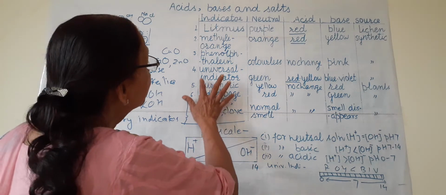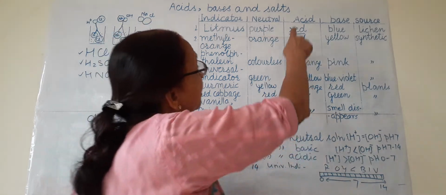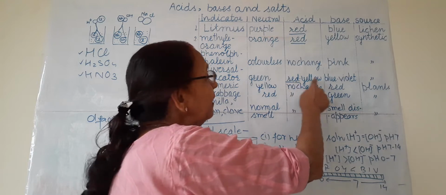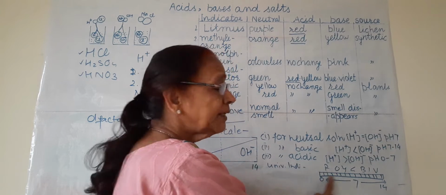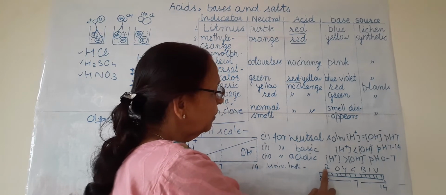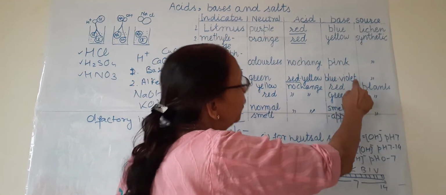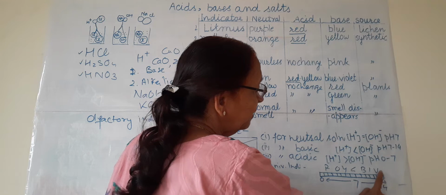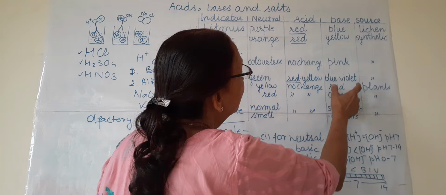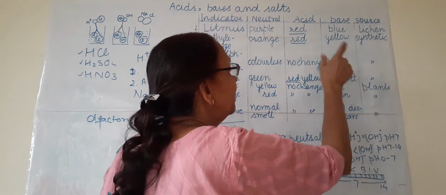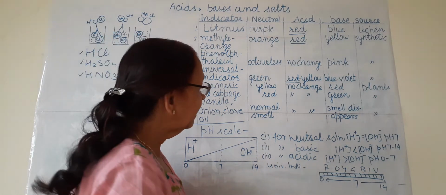So this is about the universal indicator. It is green in color in neutral condition. With acid, it is yellow, orange, red. According to the strength, it may be yellow, it may be orange, or it may be red. And with base, it is blue-violet. With respect to strength, it may be violet, indigo, or blue. So this universal indicator gives blue-violet color with base and red-yellow color with acid. So this is the universal indicator.